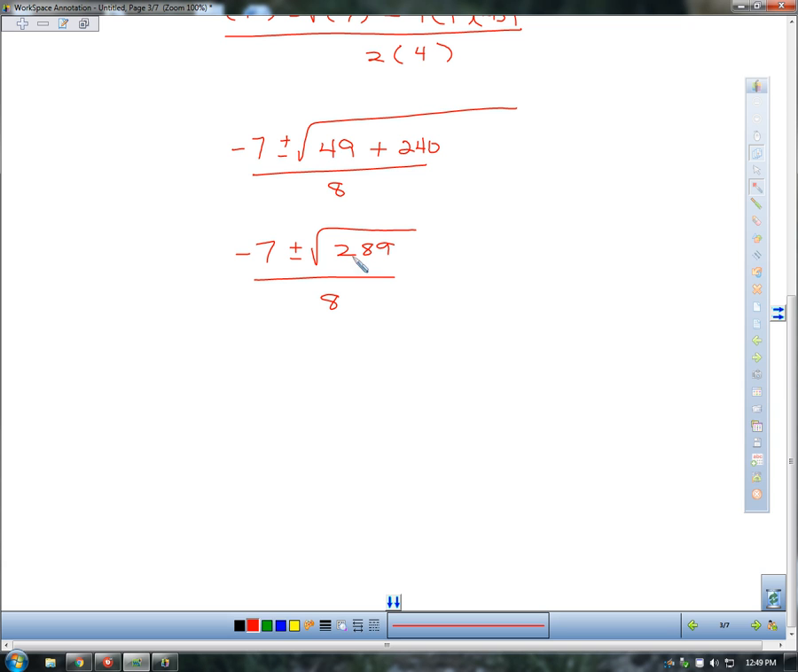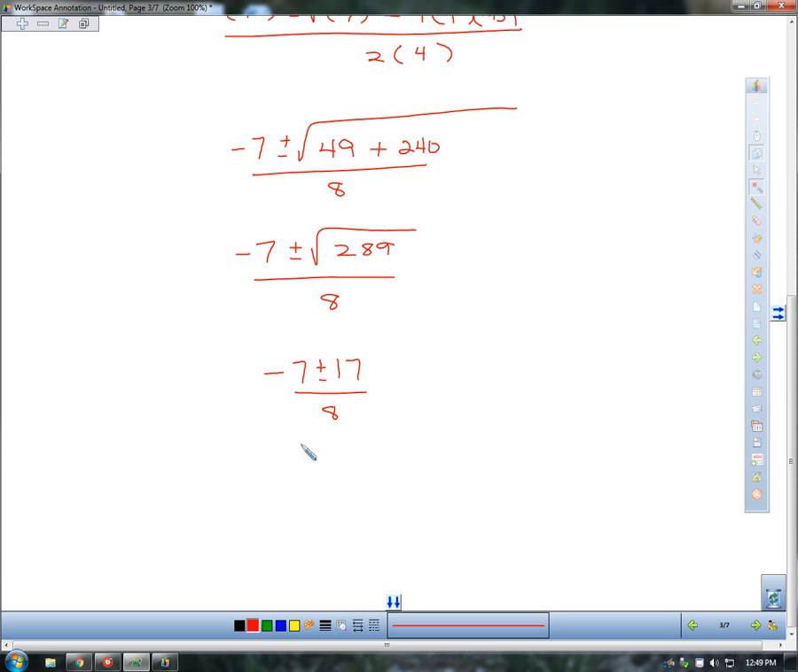So at this point, we've simplified everything under the square root. Time to see if this is a perfect square. So try the square root of 289 in your calculator, and it returns 17. So we've simplified it. So plus or minus 17 all over 8.